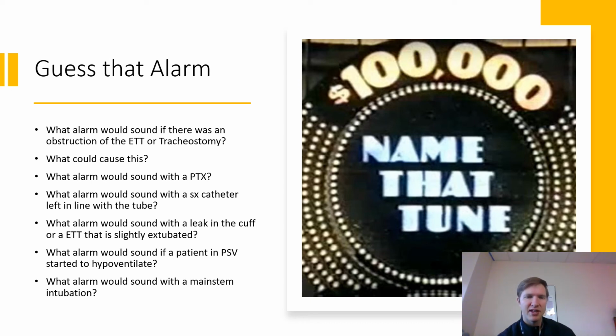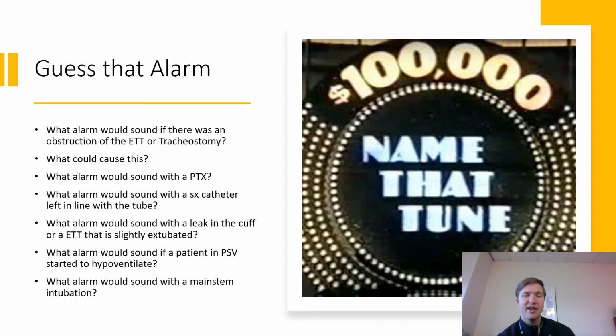What alarm would sound with a leak in the cuff or the ET tube, or an ET tube that's slightly extubated? Hopefully you're like, Derek, that's a low pressure, low minute ventilation, low tidal volume. Yes, all those low things would be low minute ventilation, low tidal volume, low pressure. All those things is what we would see there.